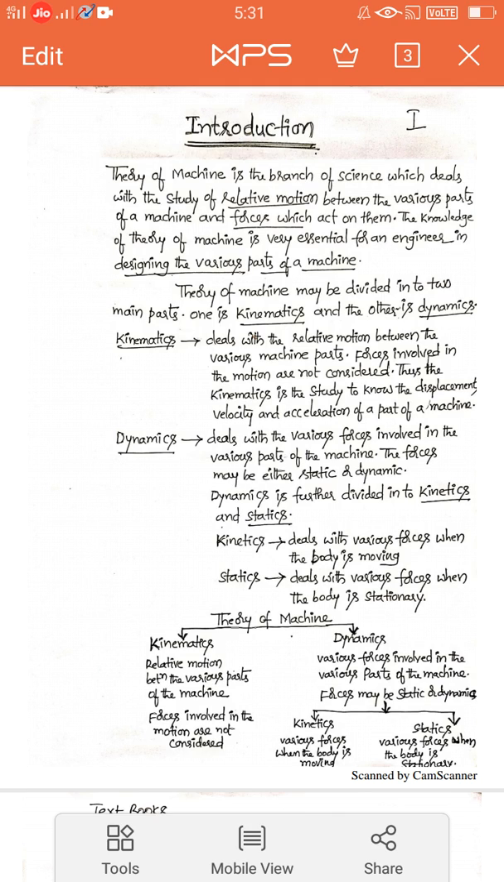As the name itself indicates or implies, in the name of the subject, machine. What is a machine? It consists of different parts which are assembled together and working as a single unit in order to give a certain specified output.